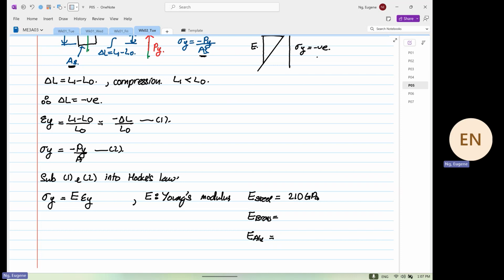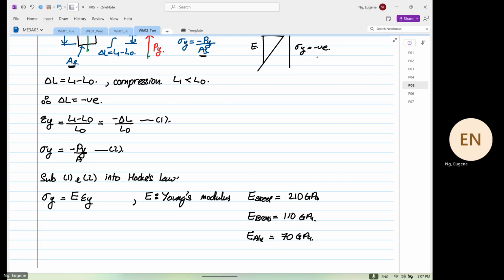What's the Young's modulus of aluminum? Anyone? Huh? Aluminum, sorry, for brass is 110 gigapascal, and for aluminum is 70 gigapascal. Are we clear? Okay. Just remember this number. It's not that difficult. You can remember your girlfriend and boyfriend phone number. Yes or no? This number is very important. Are we clear?